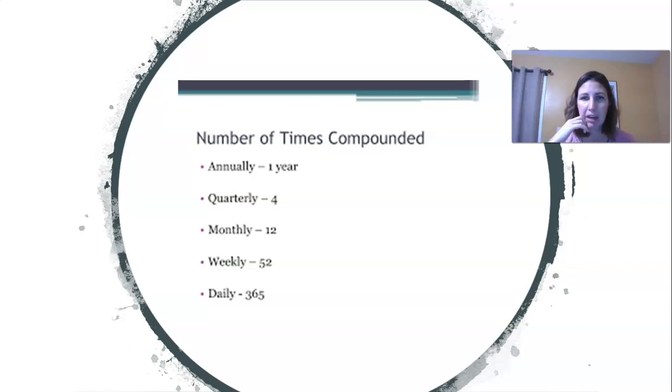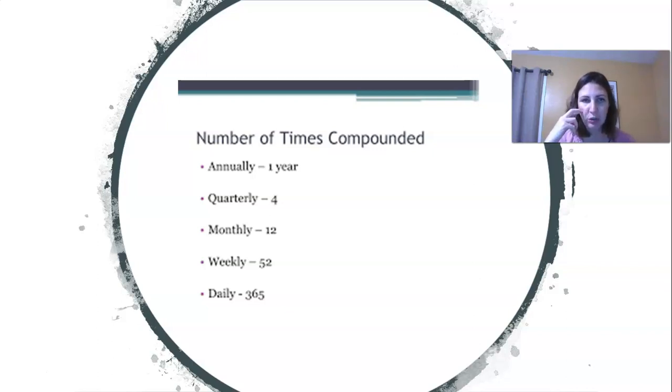If they're compounding the interest annually, that means just one time a year. So they're just going to take whatever money you're investing or putting in the bank, and they're just going to add that interest amount to it. And if it's happening semi-annually, that means twice a year. So it'll happen twice in 1 year, so it'll be two.